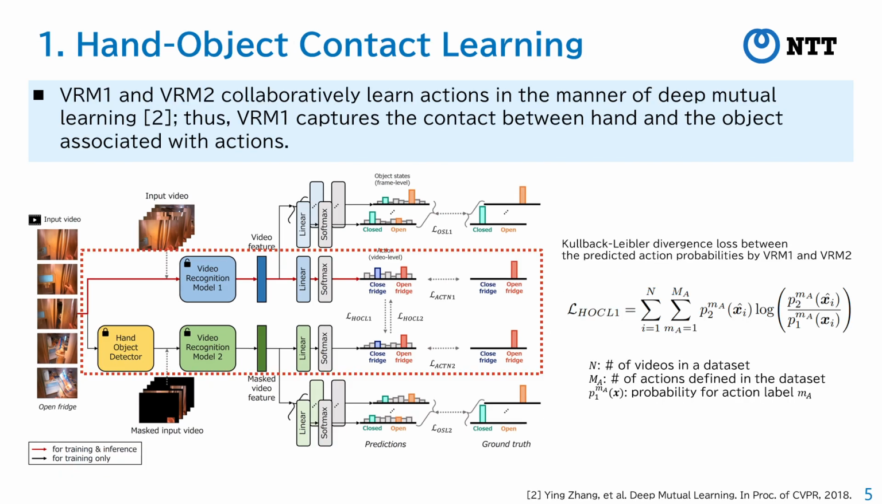For hand-object contact learning, we prepare Video Recognition Model 1, which learns actions from the raw video, and Video Recognition Model 2, which does from the masked video. And they collaboratively learn actions in the manner of deep mutual learning. The masked video contains only the hand-object region information, extracted by a hand-object detector. Thus, Video Recognition Model 1 captures the contact between hand and the object associated with actions, by approximating its predicted action probabilities to those of Video Recognition Model 2. To realize hand-object contact learning, we propose a loss function that minimizes the difference between the predicted action probabilities by Video Recognition Model 1 and 2.